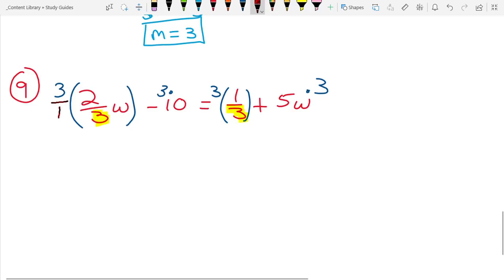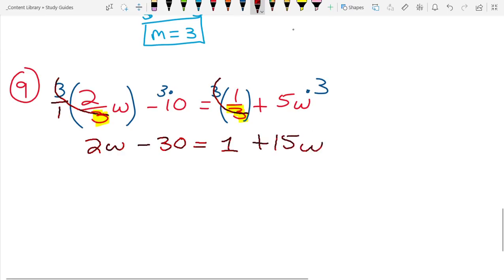This is really a 3 over 1, so when we multiply, we've learned that the top and bottoms will cancel out. So 3 and 3 cancel, so you're left with 2w. 3 times a negative 10 is a minus or a negative 30. Here the 3's cancel, so you're left with a 1. And now you've got a 15w.